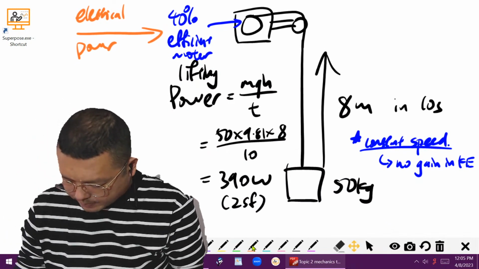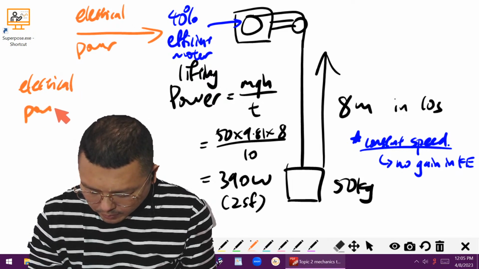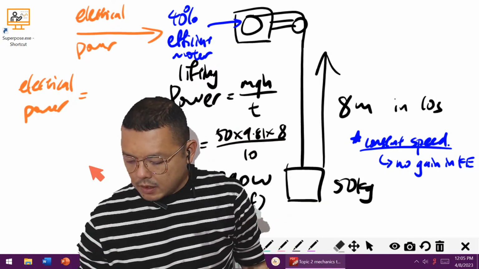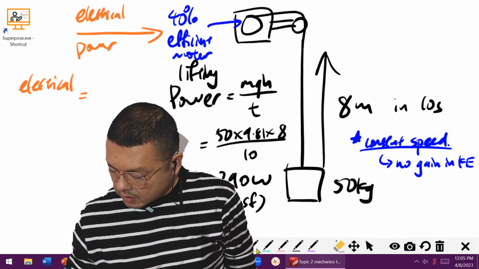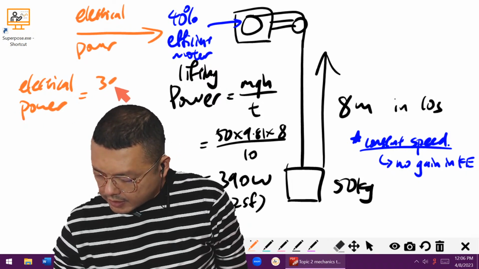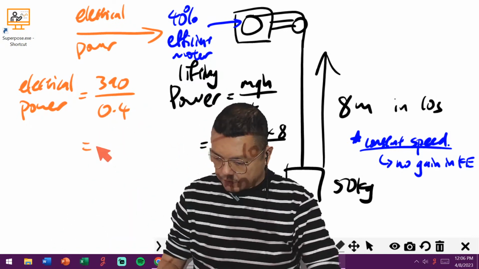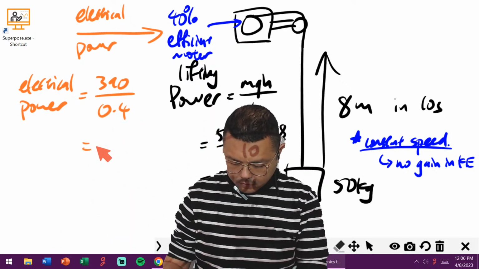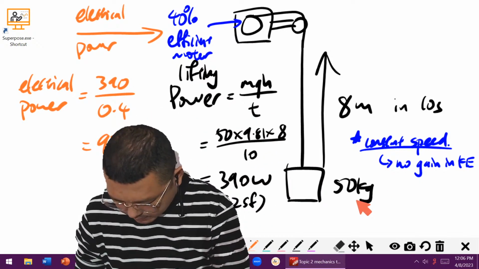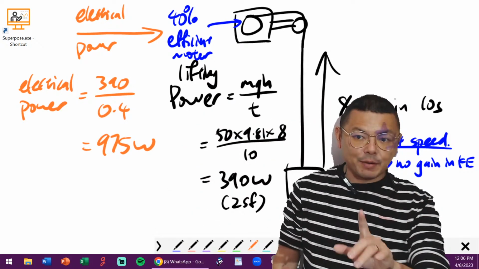Okay, so electrical power required is 390 divided by 0.4. That's 975 watts. 975 watts, everyone? Okay, I'm going to stop you here.